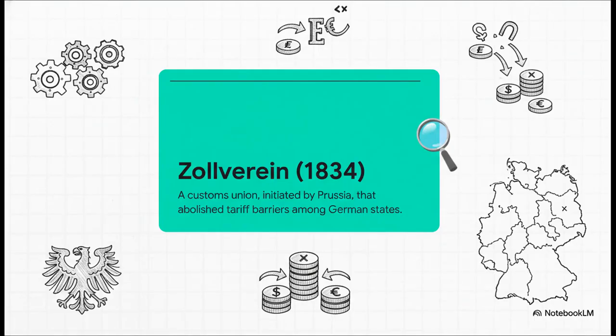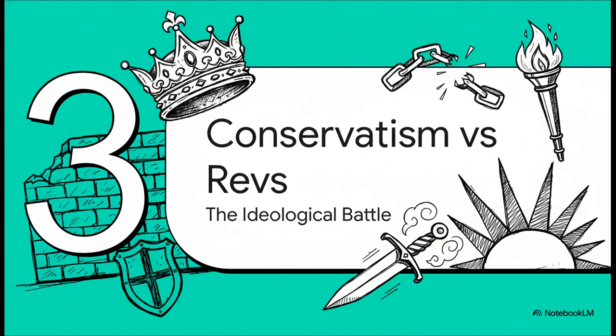Now here's another keyword you absolutely must know for your exams, Zollverein. This was basically a customs union started by Prussia in 1834. What it did was remove all the internal tariff barriers and reduce the number of currencies among the German states. This made trade much easier and created a sense of economic unity. This is a perfect example of what we call economic nationalism, and it really paved the way for political unification later on.